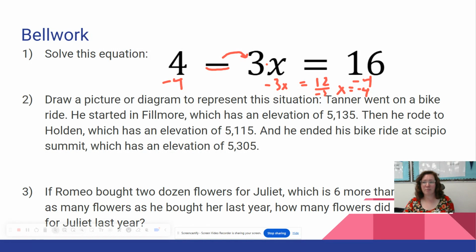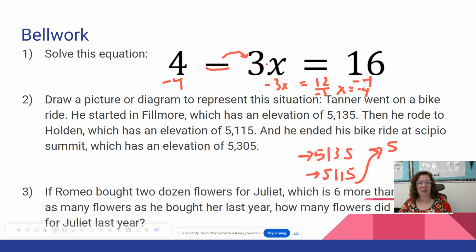Tanner went on a bike ride. He started in Fillmore, which has an elevation of 5,135. Then he rode to Holden, which has an elevation of 5,115. And he ended his bike ride at Scipio Summit, which has an elevation of 5,305. So our picture could literally just be something like this. He started here, he drove here, and then he drove up here. That could be our picture.